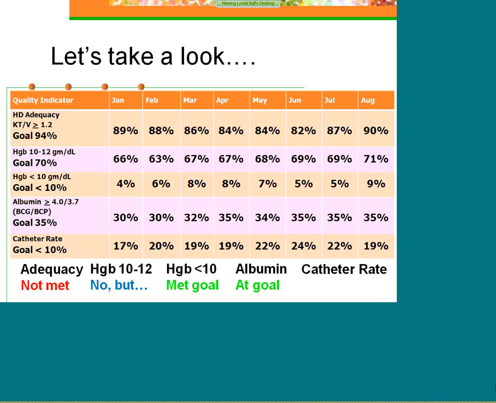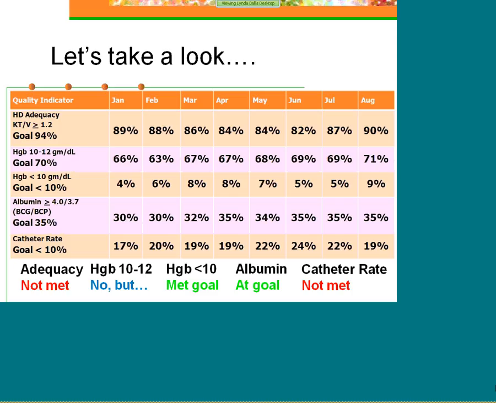And let's look at the catheter rate. The goal is less than 10%. How are we doing? Not good. Not good at all, are we? Although it got a little better here in June, and it looks like it's starting a downward trend, it's still considerably higher than what we're hoping for as far as the goal goes.